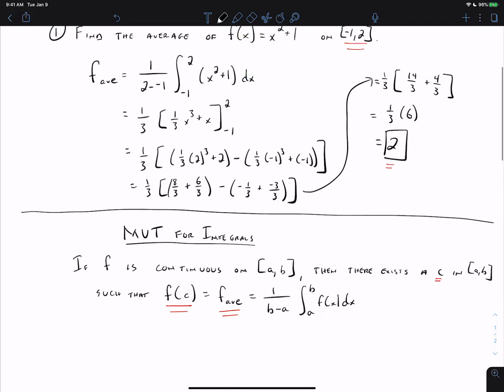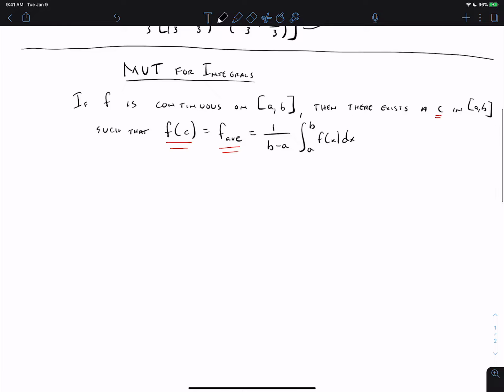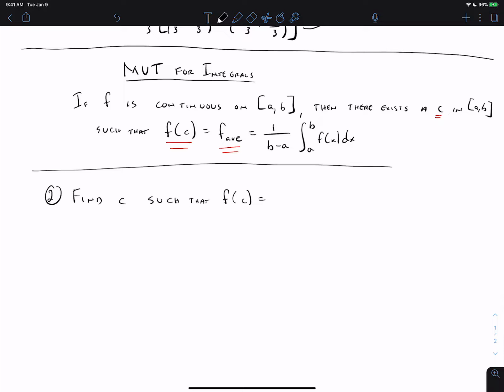Proof is related to the mean value theorem that you learn in Calc 1. But what we want to do is a problem based on that. So problem 2 is going to be: find c such that f of c equals f average from problem 1.